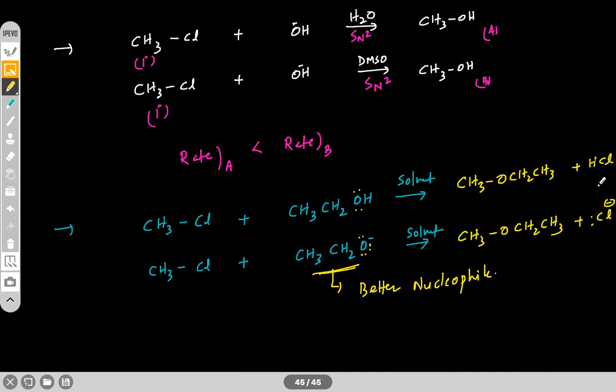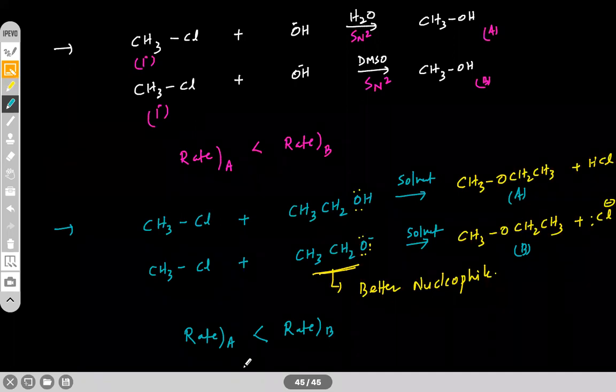The important thing is which one has a better rate over here. Okay, so if you compare the rate of the reaction, product A and product B, B is produced by a better nucleophile. So rate of B is more than that of A. Some more questions you see to compare the rate of SN2.